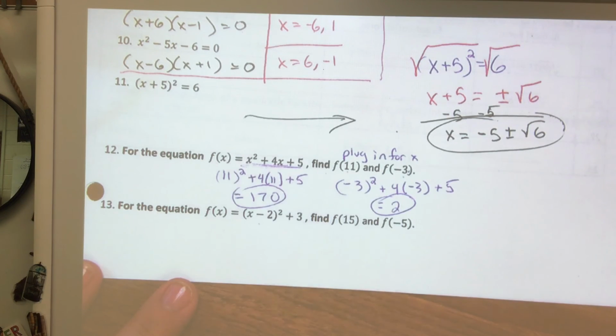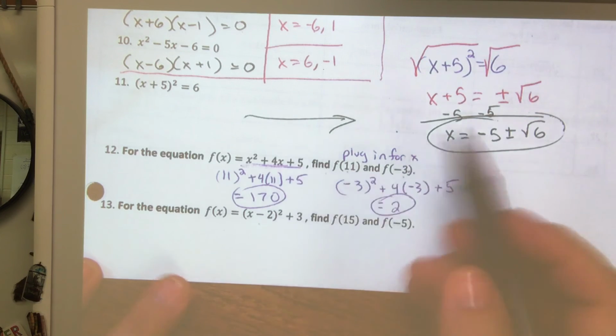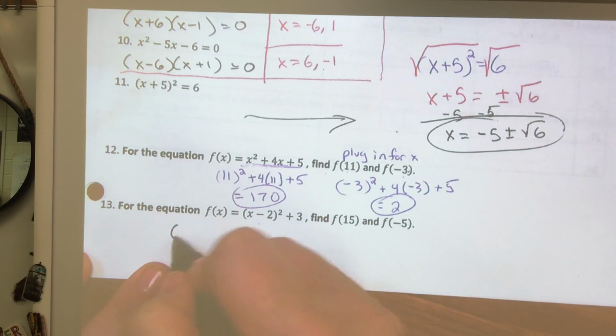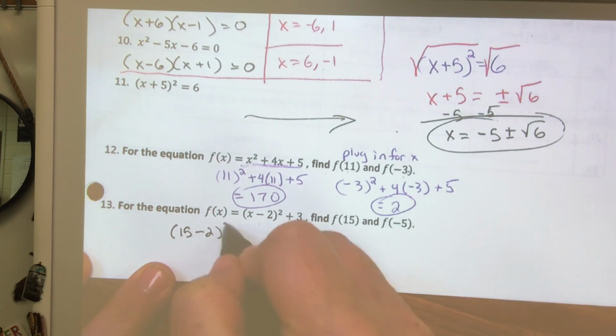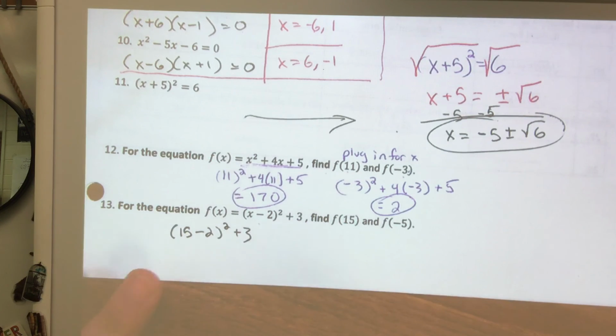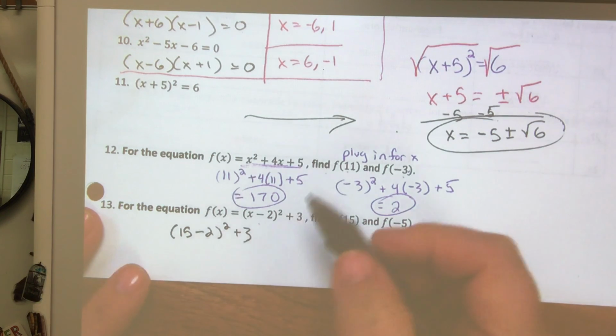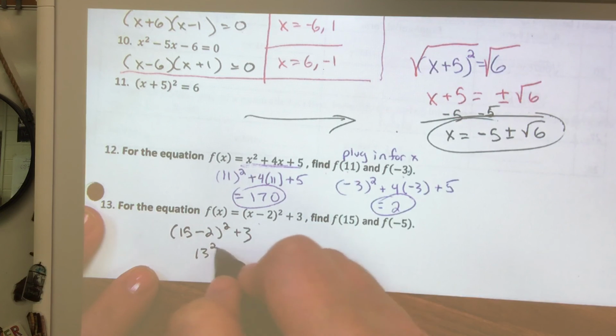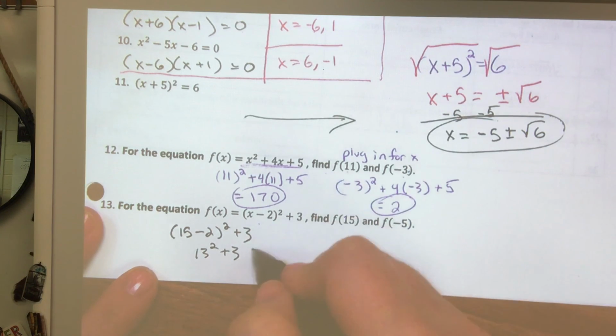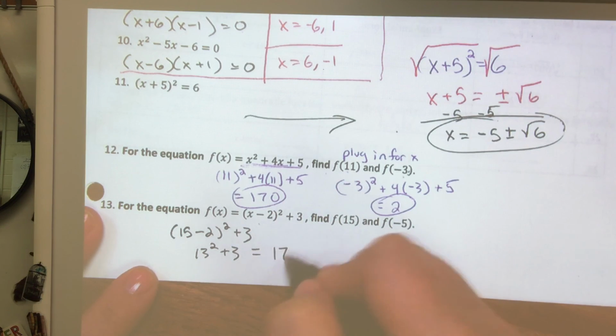For this equation, same thing. For number 13, I would plug 15 in for x. So I'd have 15 minus 2 squared plus 3. And 15 minus 2 is 13 squared plus 3. That equals 172.